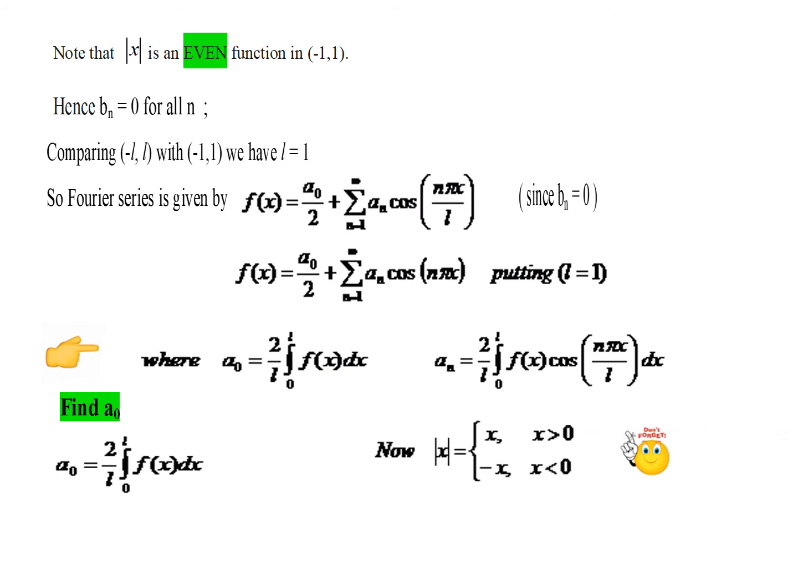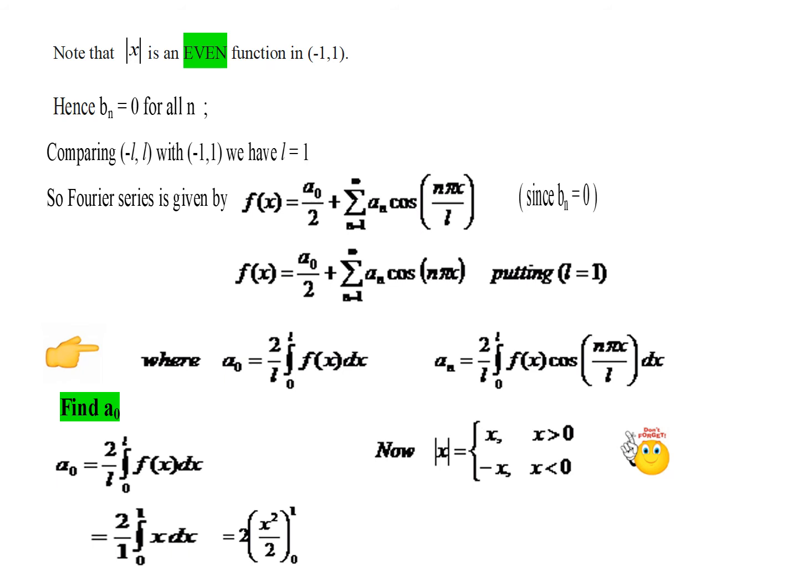Remember, since we need to substitute f of x as mod x, and we cannot integrate or differentiate modulus x, before that we need to replace mod x in another form. So this is the definition of modulus x. If you remember, it is going to be plus x in the positive range and minus x in the negative range. So in the place of f of x, we shall substitute just plus x, since modulus x is plus x in the positive range, and since we are integrating from 0 to 1, we are integrating only in the positive range. So f of x is x.